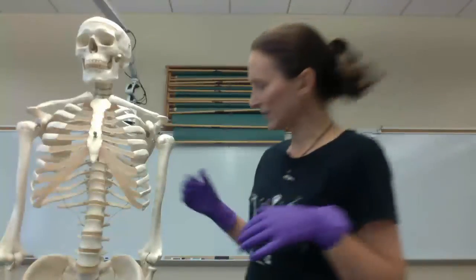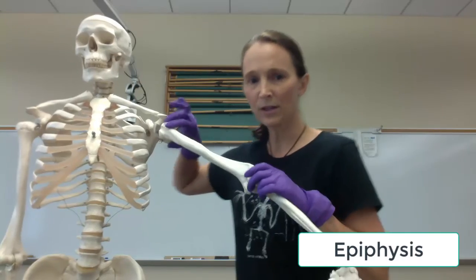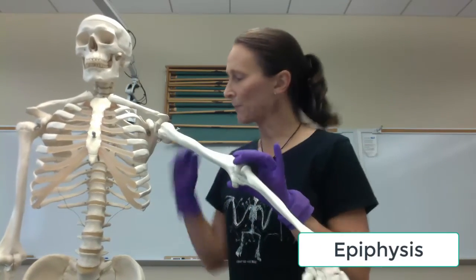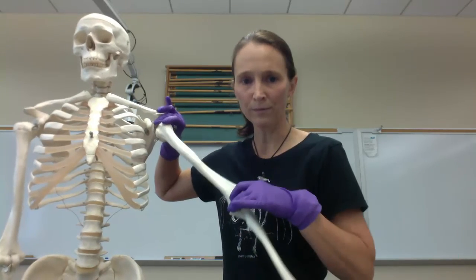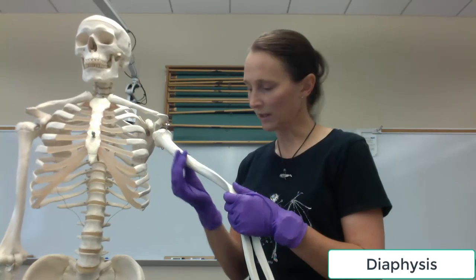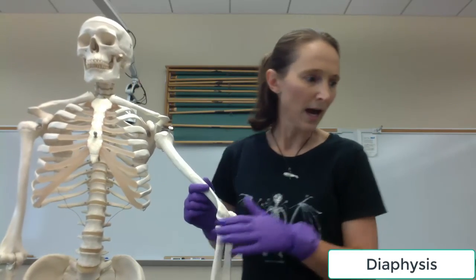And so if you look at page 90, they go through the parts of long bone pretty in depth here. And so you can see they're going to go through the epiphyses. So the epiphyses are going to be the distal and the proximal ends of the long bone. And then you're going to have the diaphysis. So this is going to be the shaft portion of the bone.